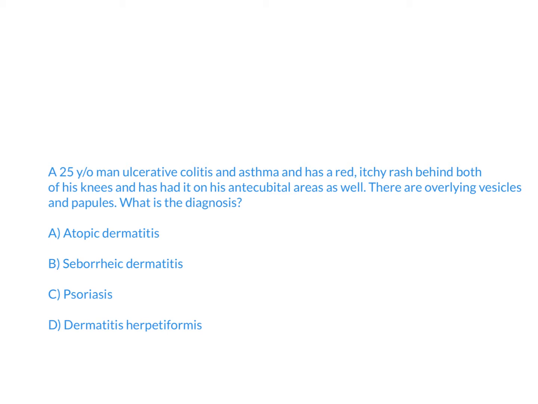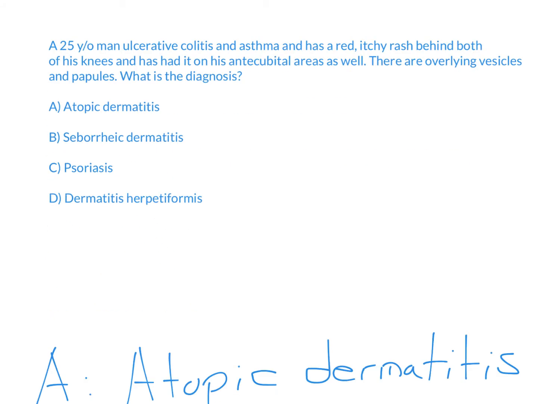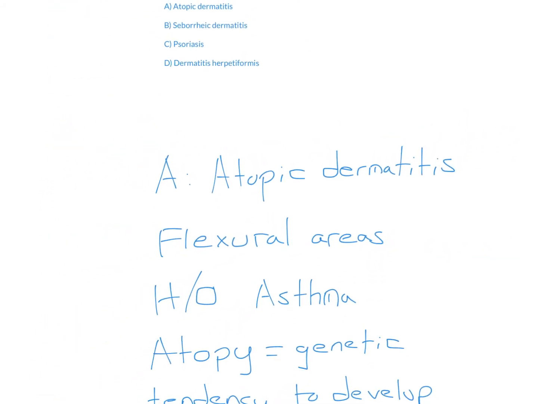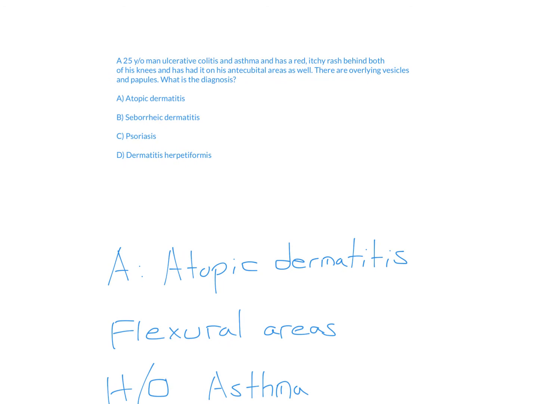Okay, so the answer is going to be A. Atopic dermatitis. For this patient, atopic dermatitis is the classic presentation of the rash on the flexural areas. All that means is, like the name implies, areas that flex. So that's the area in front of the elbow and the area behind the knees. These two areas are most commonly afflicted when you have atopic dermatitis.